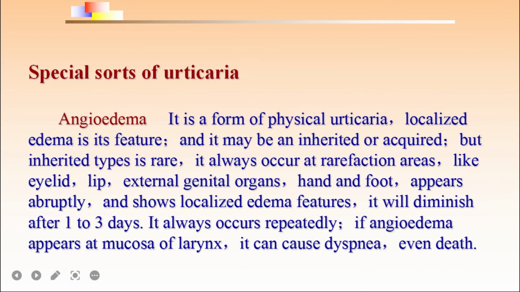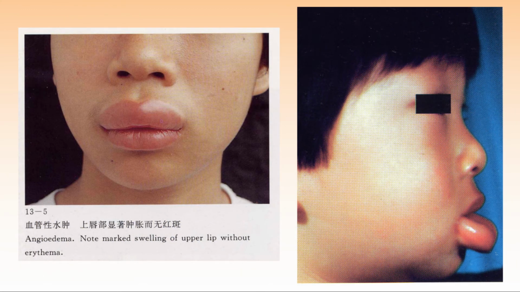Special sorts of urticaria. Angioedema. It is a form of physical urticaria. Localized edema is its feature, and it may be inherited or acquired, but inherited types are rare. It always occurs in areas of loose tissue, like eyelid, lip, external genital organs, hand and foot. It appears abruptly and shows localized edema features. It will diminish after 1 to 3 days. It always occurs repeatedly. If angioedema appears at the mucosa of the larynx, it can cause dyspnea, even death. These are the pictures of the special sorts of urticaria.